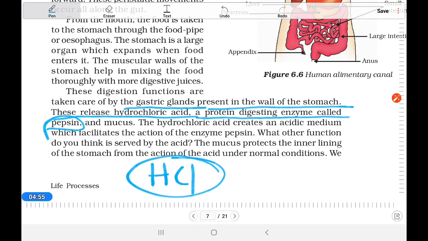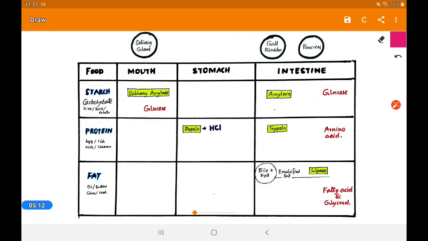Let's take a look here at the different types of food and how they are digested, so that the process of digestion will be very clear to us. Now take a look at this part. These are the different zones where digestion takes place: inside the mouth, inside the stomach and the intestine.